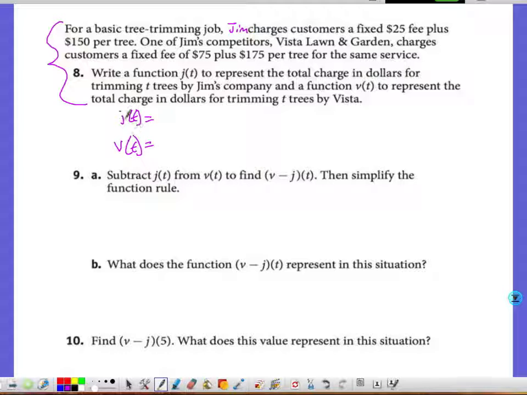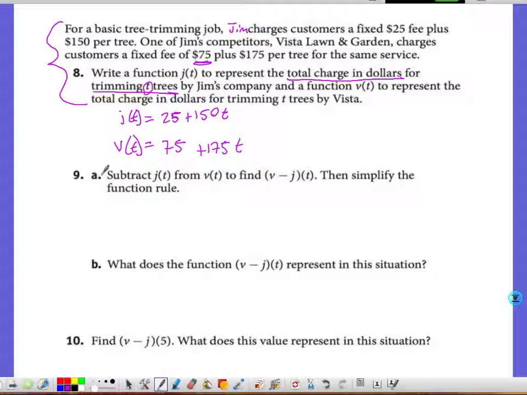Okay, so basically, what does j of t and v of t represent? It represents the total charge in dollars for trimming t trees. So we know that t stands for trees. And so a fixed $25 fee for Jim plus $150 per tree. That's basically it. Here is the function. V of t, on the other hand, we have a $75 fee plus 175t per tree. And that's it. That's basically the two functions.